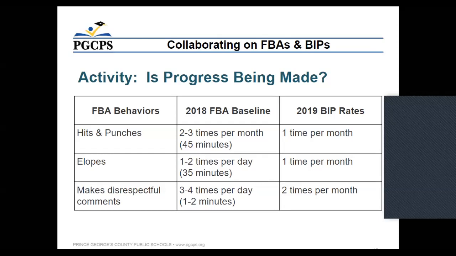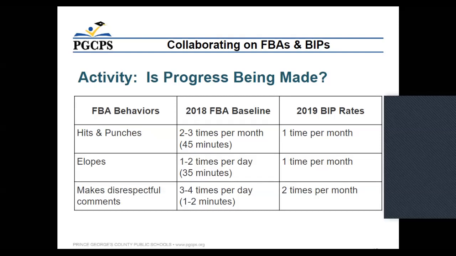The baseline for behavior. So when they started the behavior intervention plan, this is how often or how long the child was displaying these behaviors. They were saying he was striking his peers 2 to 3 times per month, and on average it would last about 45 minutes. He was eloping 1 to 2 times per day, leaving his assigned location, and he was making disrespectful comments 3 to 4 times per day.